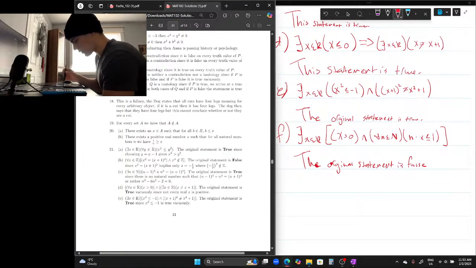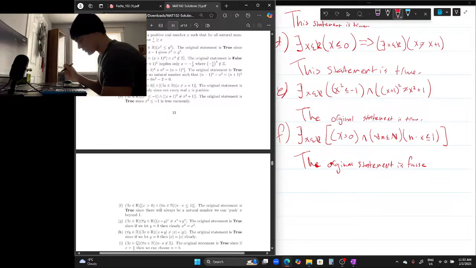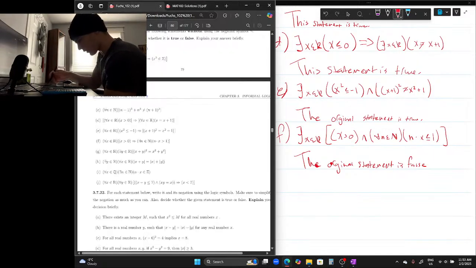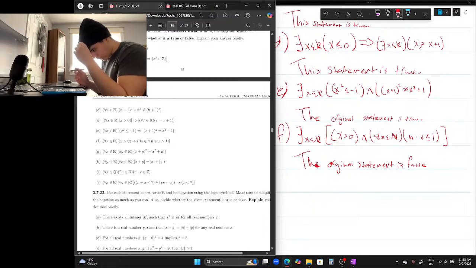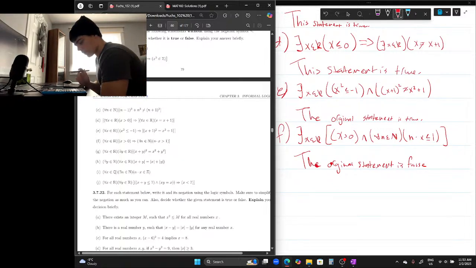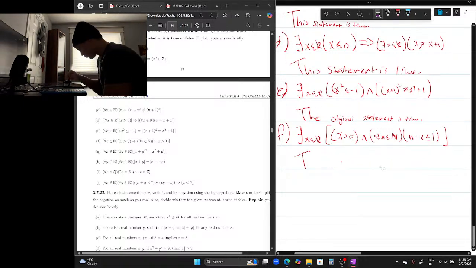Let's see if we're right, everybody. The original statement is true. I am wrong. So let's read this again. For all x in R, x greater than 0 implies that there exists an n such that n times x is greater than 1. Okay. Definitely true.